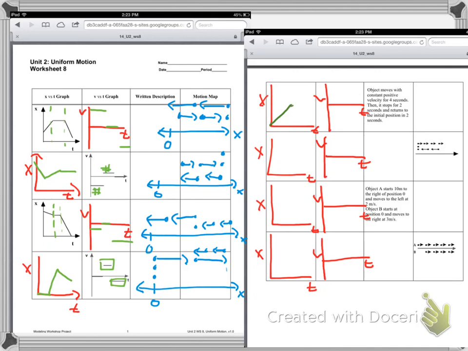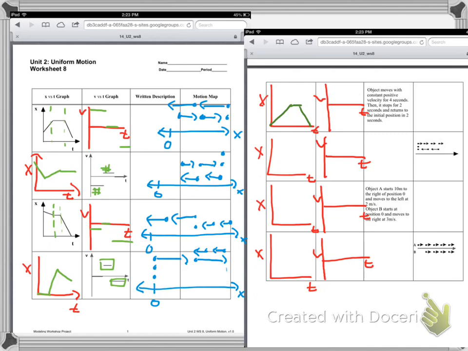It's going to stop for 2 seconds, which means that its position isn't changing with time. So we have a flat line there, and then it returns to the initial position in 2 seconds. So that is going to return back to 0. So we put this on our velocity time graph.